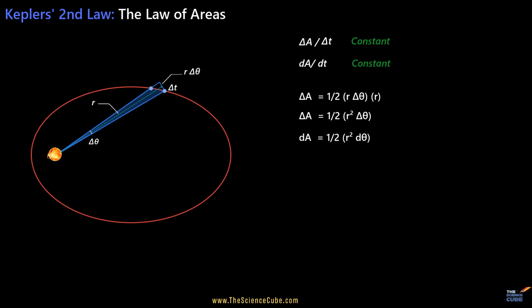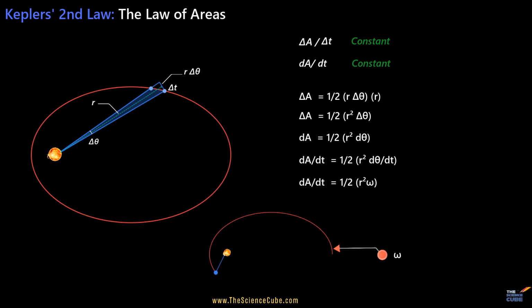Okay, now if we differentiate this equation with respect to time, we can find the instantaneous rate at which the area is getting swept out. That is, dA/dt is equal to half r squared dθ/dt, which equals half r squared ω. So here ω is nothing but the angular speed of the line connecting the sun and the planet as it rotates around the sun.